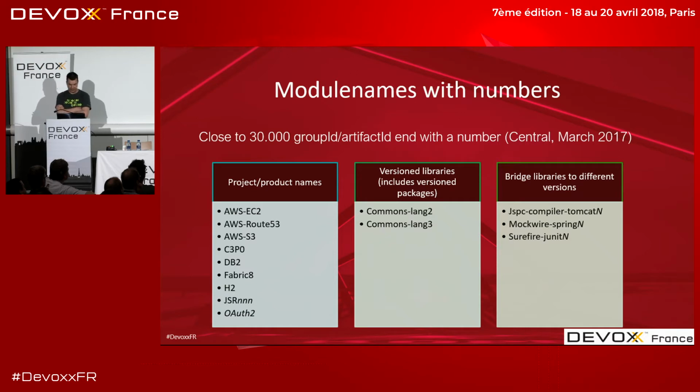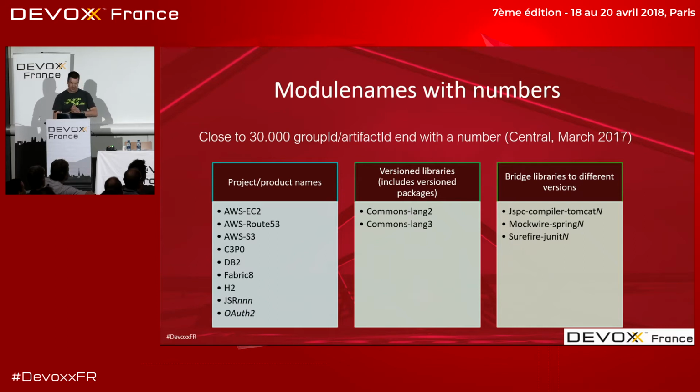C3PO, DB2, Fabricate, all these kinds of things end with a number, and when they wanted to translate this to a module name, they would just remove the number. That would be weird if you have a product that ends with a number and it suddenly is just DB or just C3P. It's weird. The other one is about versioned libraries, and the one we're always talking about is commons-lang.